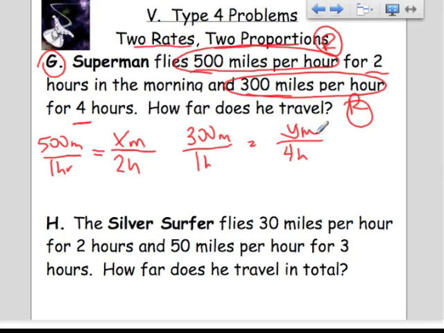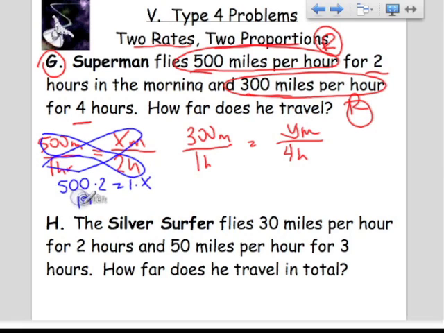So we have two proportions to solve this problem, and then we'll combine the information afterwards. Solving, you have 500 times 2 equals 1 times x. And that really means 1,000 equals x. In that part of the day, he goes 1,000 miles.